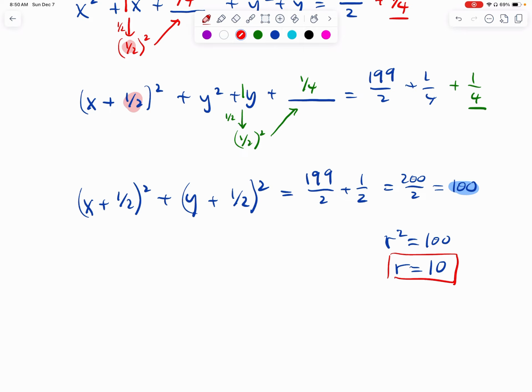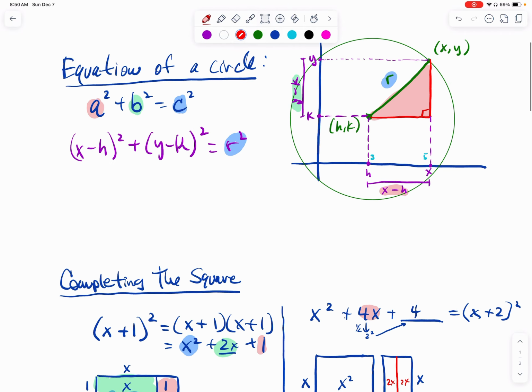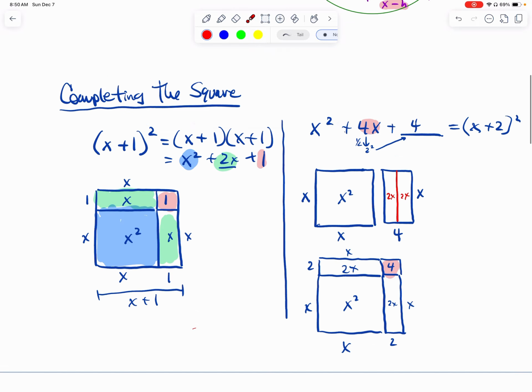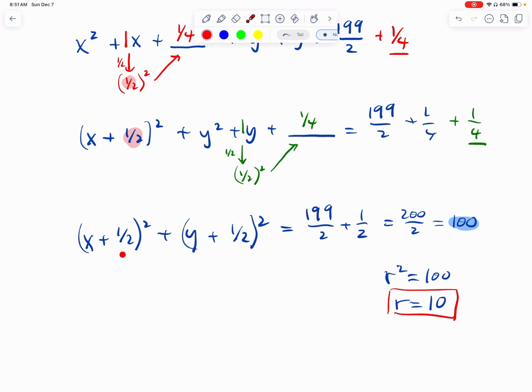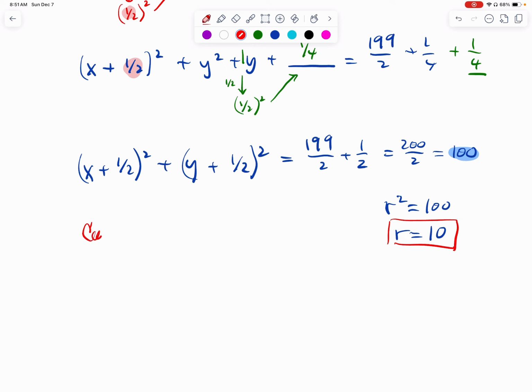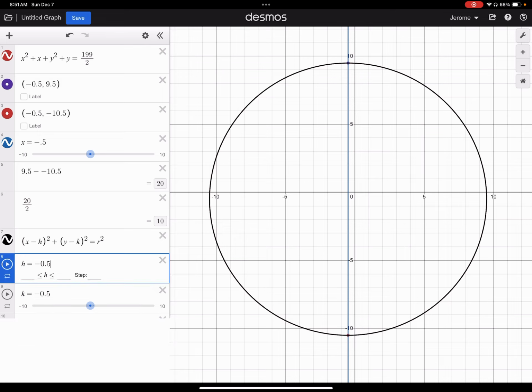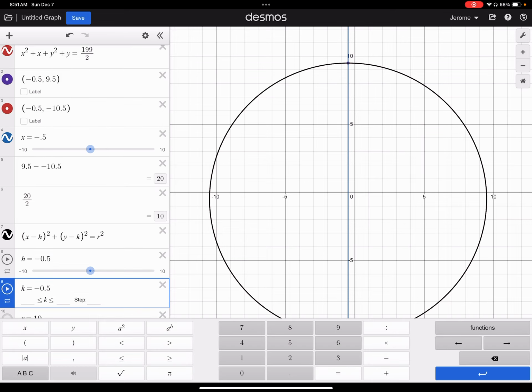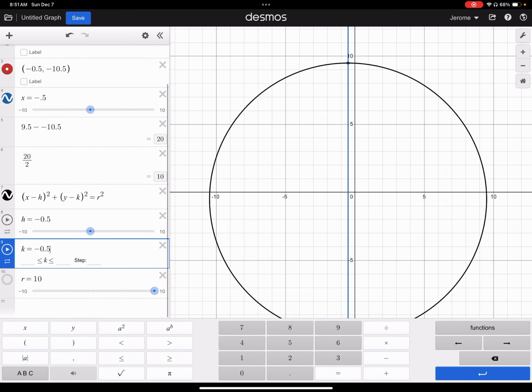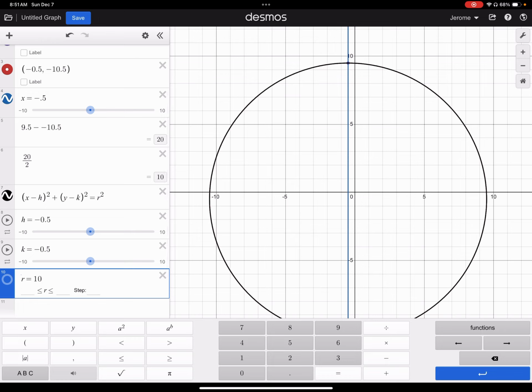Now, in case you're wondering, remember that the center point is the h and the k. Notice that this has minuses inside of the formula. This does not have minuses inside of this formula, which means that the actual center point has the opposite x and y value: negative a half, comma, negative 1/2. And if we go back to Desmos, all of this will be laid out right in front of us. We can see right here the h is negative a half. The k value is also negative a half, and we look at the radius, and it was equal to 10. Hooray! That should do it.